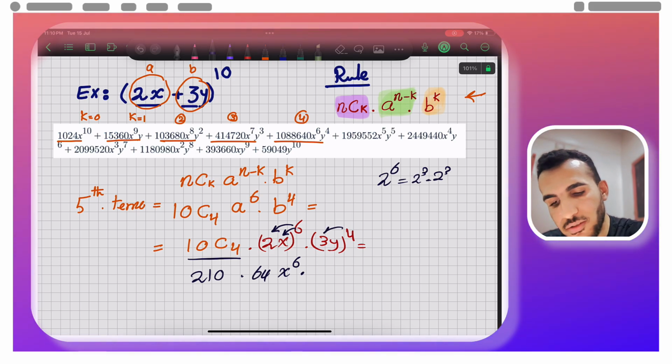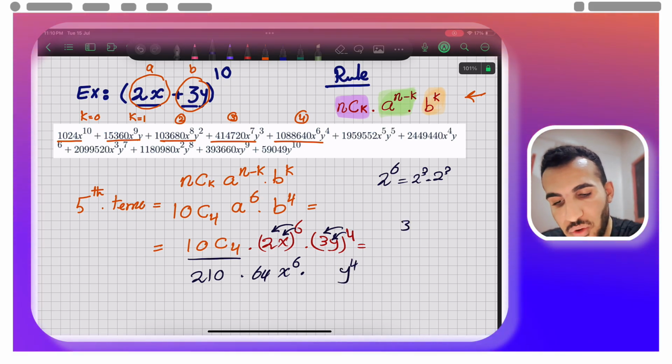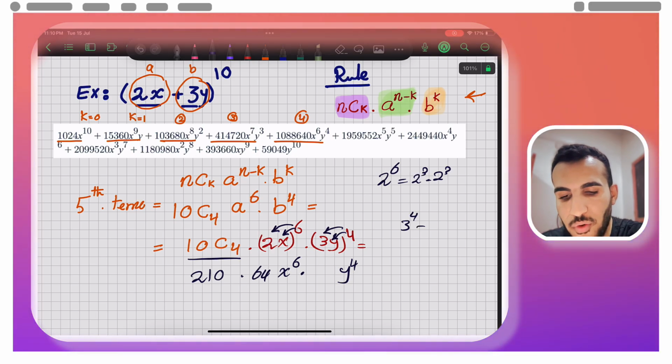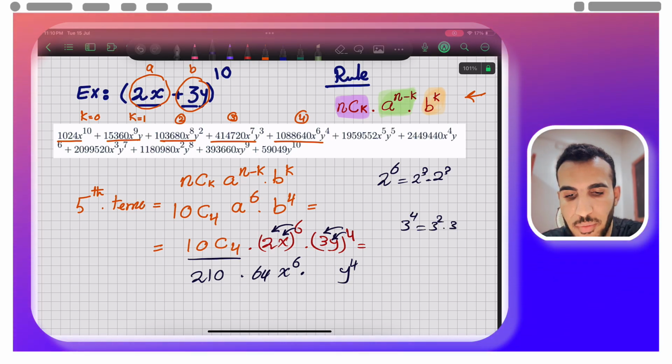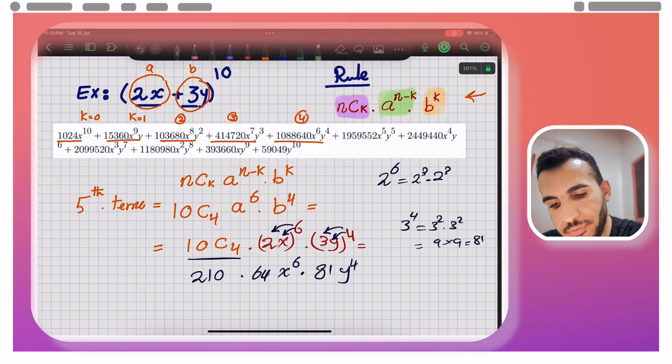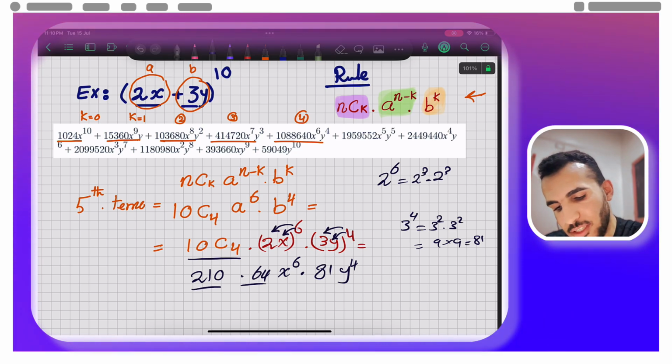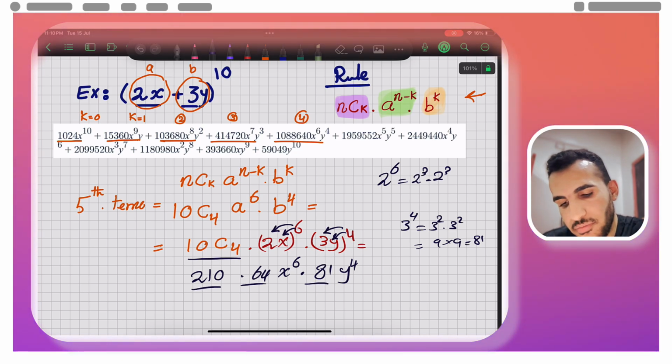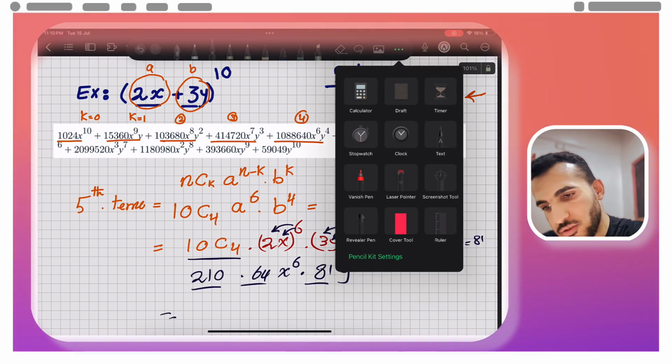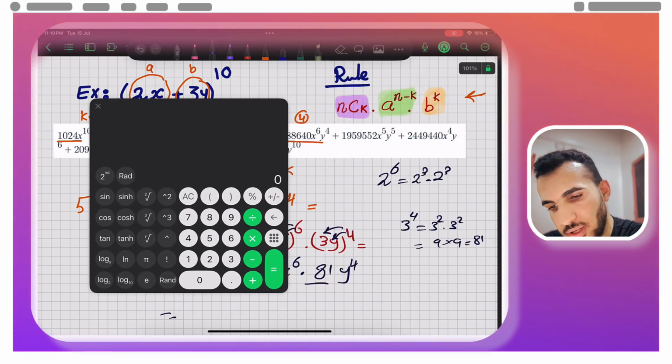And we have 3, so this is going to be 3 power 4 and y power 4. So I'm going to write y power 4 here, and let's write 3 power 4 equals how many? 3 power 4 means 3 power 2 multiply 3 power 2. 9 multiply 9 equals 81. So let's multiply these 3 numbers. That's all. I'm gonna use my calculator to solve it the fast way.